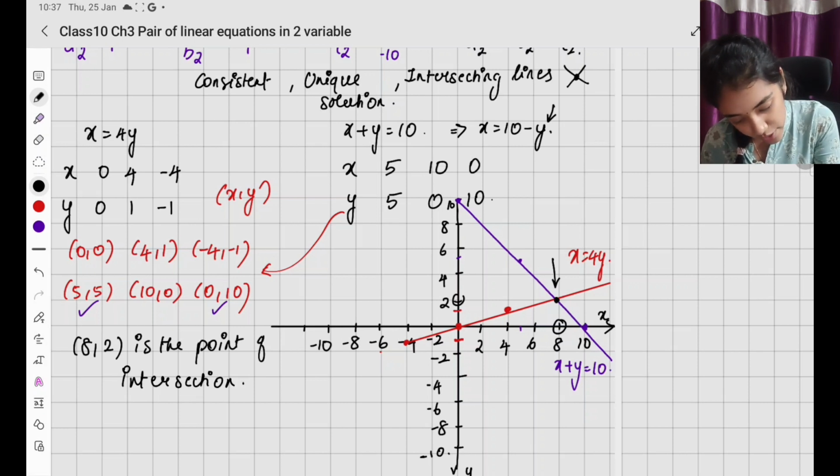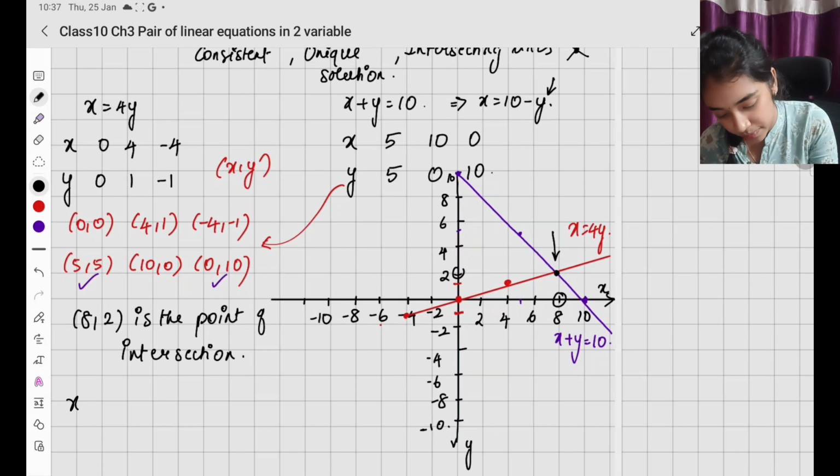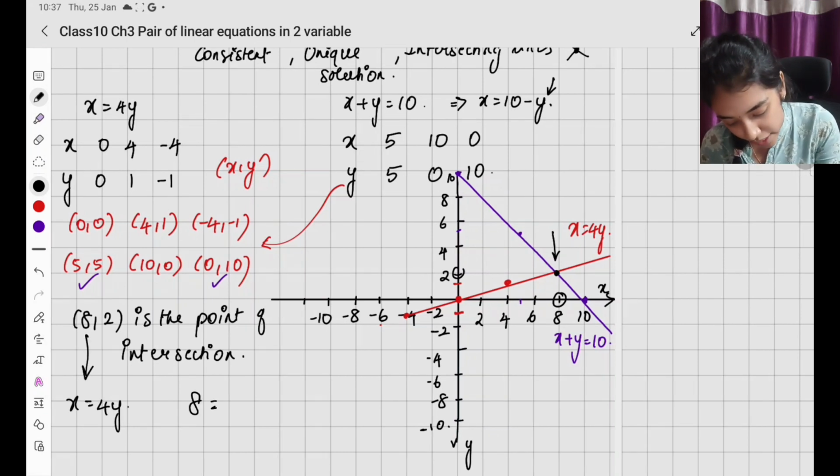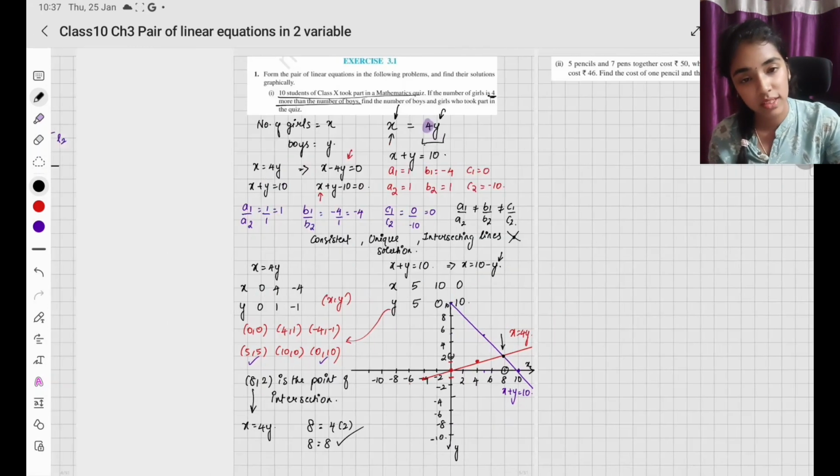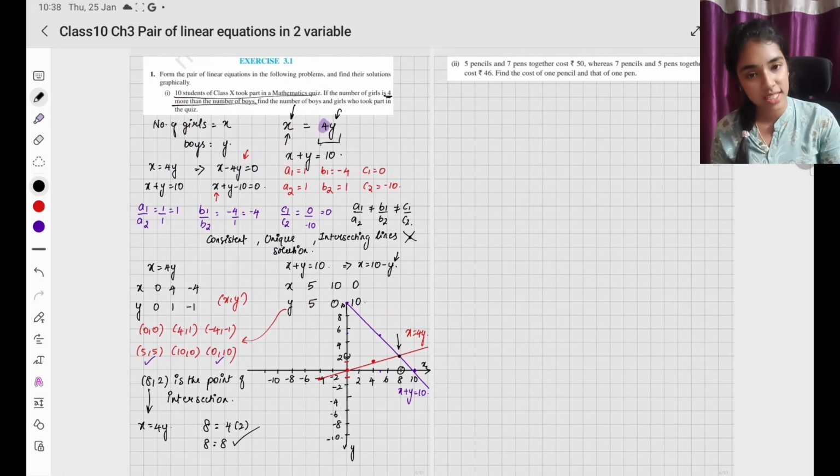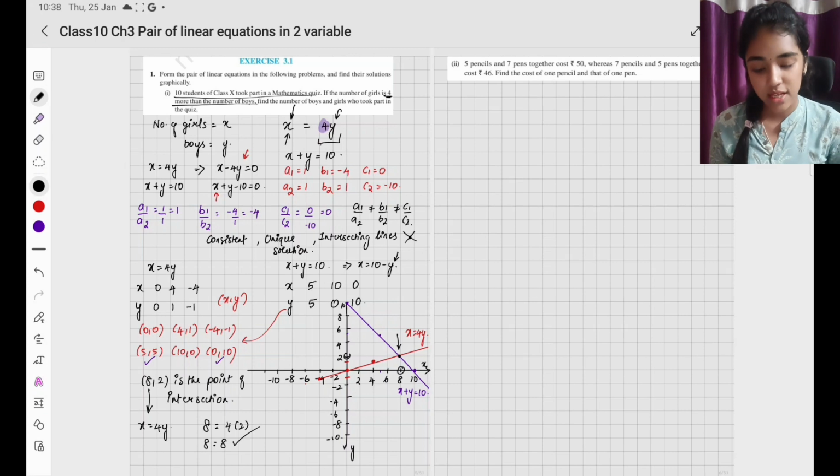Now we can check this by substituting in our equation. So what is your equation? X equals 4y. Now if I substitute 8, 2, we have 8 equals 4 into 2. So we have 8 equals 8. Hence verified. The answer you have got is also correct. So how do you cross check such answers? Substitute the value you have got in any one of the equations and check. So you will get your values to be equal. Okay. So this is how you solve. Please copy.